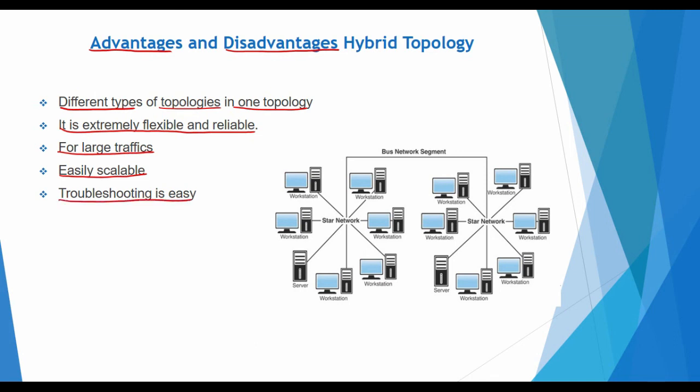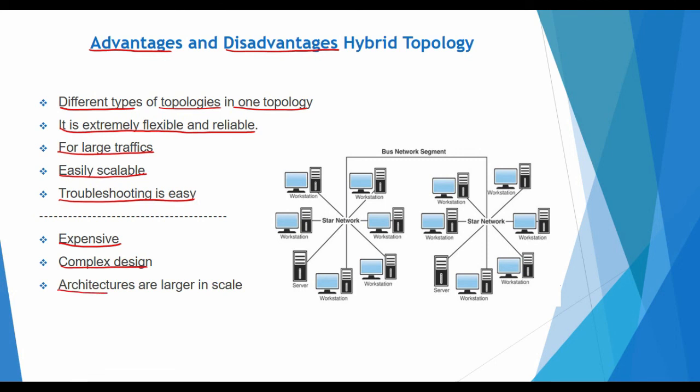And also some disadvantages are: this type of network is expensive. The design of a hybrid network is very complex. And usually hybrid architectures are larger in scale, so they require a lot of cables in the installation process, and installation is a difficult process.